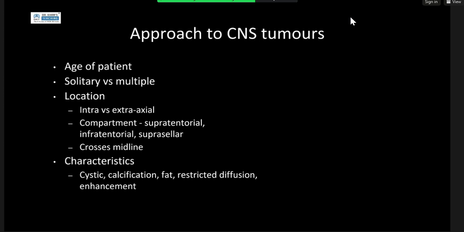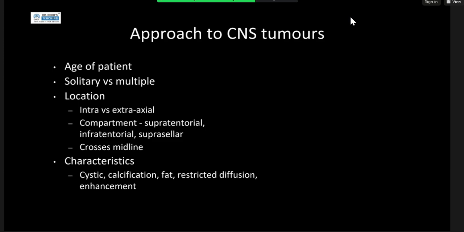Compartment-wise, it's best to be as specific as you can in your description, because that really helps you to narrow differentials. Is it supratentorial, infratentorial, suprasellar? Is it posterior fossa, i.e. below the tentorium, or above the tentorium, or is it midline within the sellar region? Is it pineal? And of course, whether it crosses the midline, as we know lymphoma is one of those that does cross the midline, and also certain gliomas.